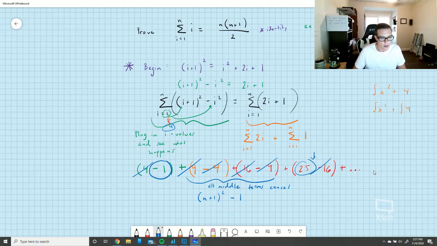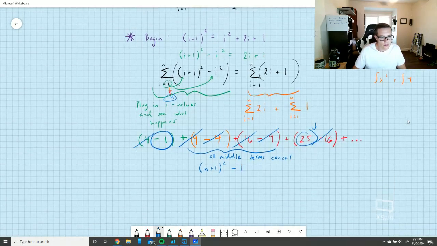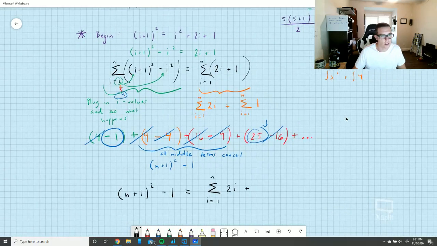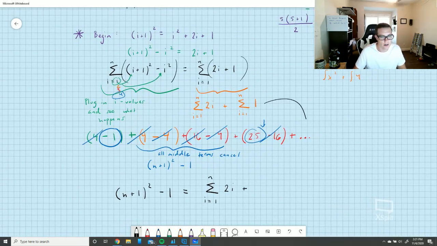Equals. So we are at, I'll rewrite it. Let me rewrite it cleaner. So on the left, we have n plus 1 squared minus 1 equals. On the right, we have this first summation that's not going anywhere. Plus, well, what's going on with this summation? We're summing together a bunch of 1s.